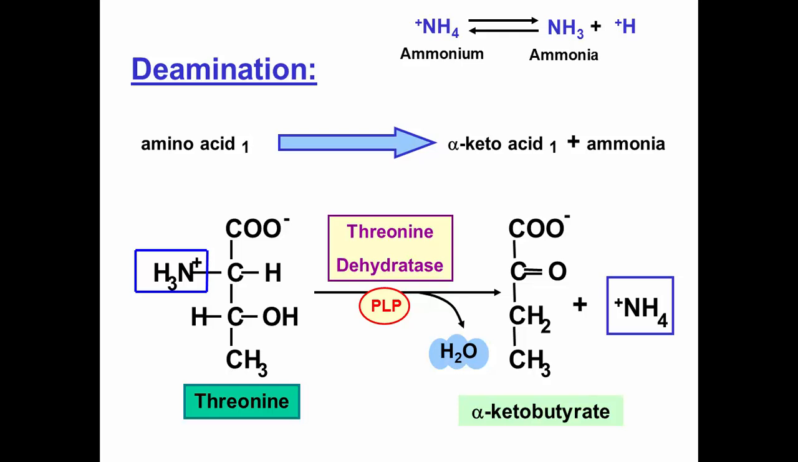Okay. The other major reaction for amino acids that you need to remember is deamination reactions. And this one is showing, I told you that threonine is one that doesn't undergo transamination as its first step. Its first step is deamination. It's a deamination reaction. So again, it requires PLP. It's an enzyme called threonine dehydratase. And basically the amino group comes off and we get alpha-ketobutyrate, which is its alpha-keto acid.